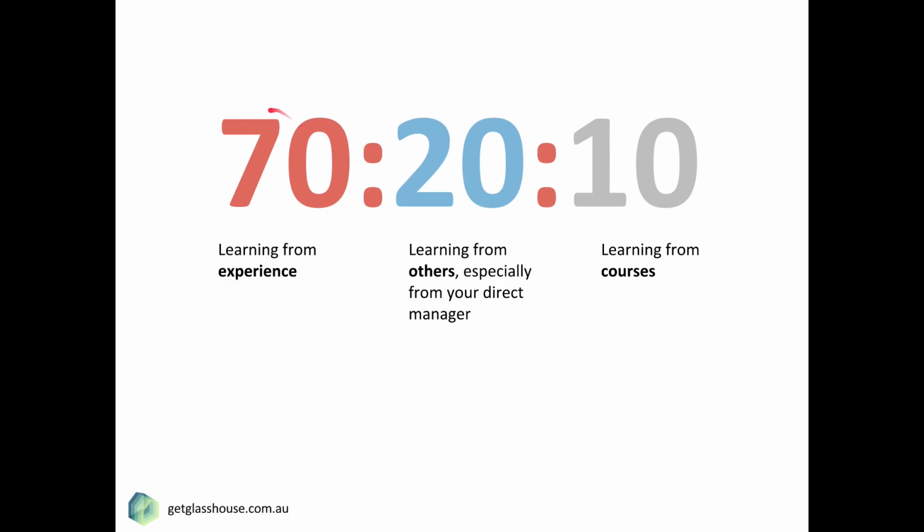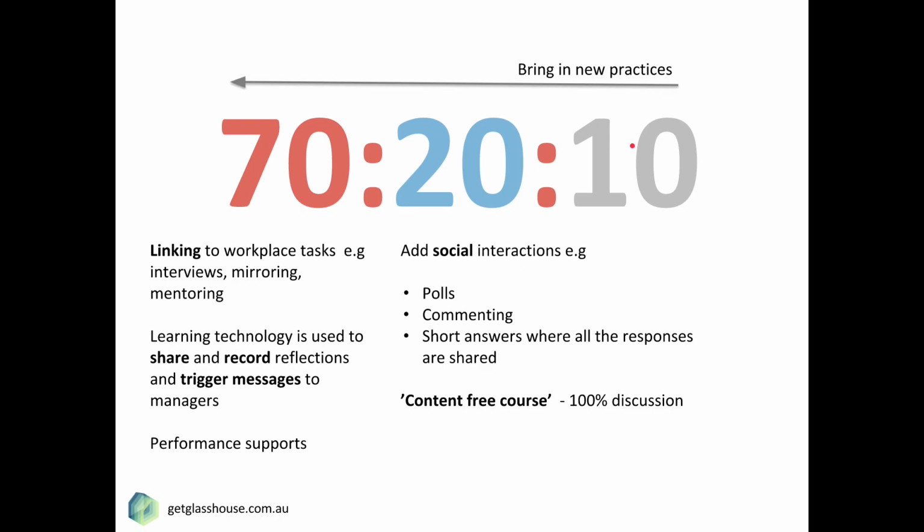Now, just a bit on the 70-20-10 learning model. If you haven't heard about it before, it's the idea that 70% of what we learn is from experience, doing our job roles. 20% is from others, and quite often especially your direct line manager. And then 10% is learned from formal learning courses.